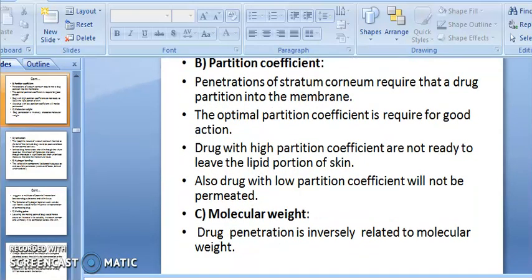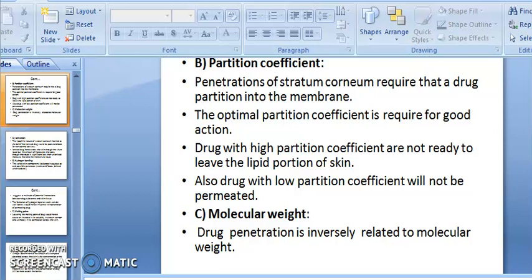Then partition coefficient. Partition coefficient is nothing but the ratio of concentration of your drug or molecule in two immiscible liquids. After that you get the hydrophilic or lipophilic nature of your drug. Penetration of stratum corneum requires that the drug has a partition coefficient into the membrane. The optimal partition coefficient is required for good action. Having the optimum partition coefficient, the drug should have good penetration power.